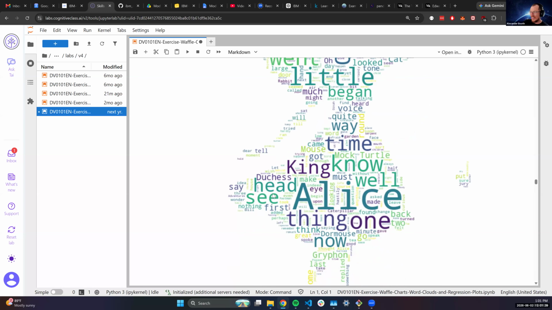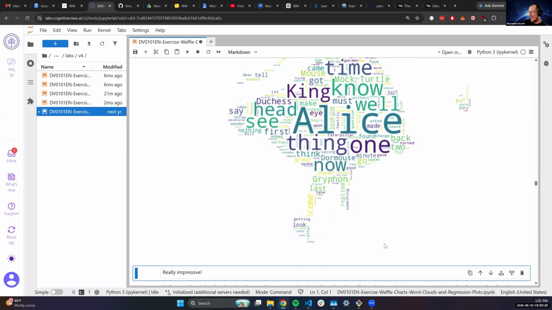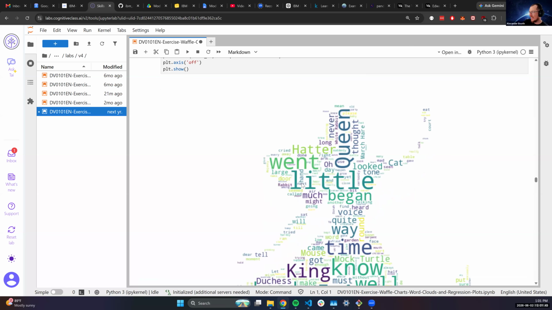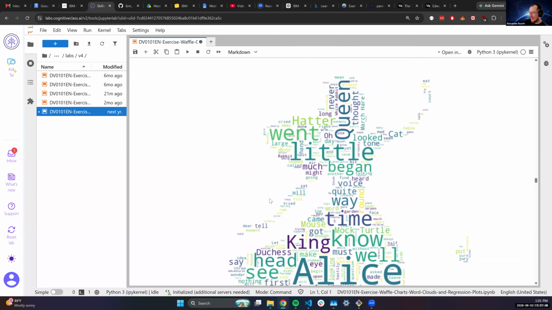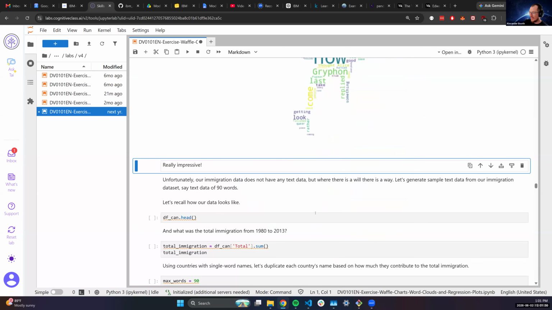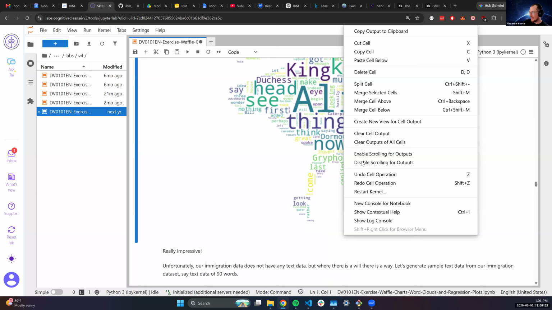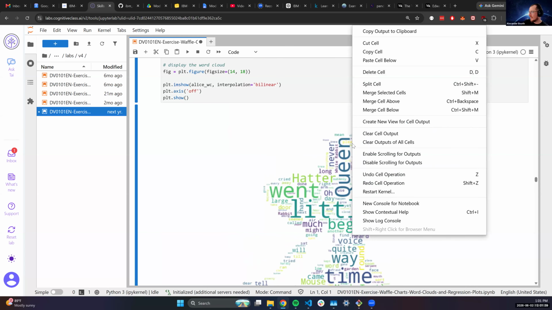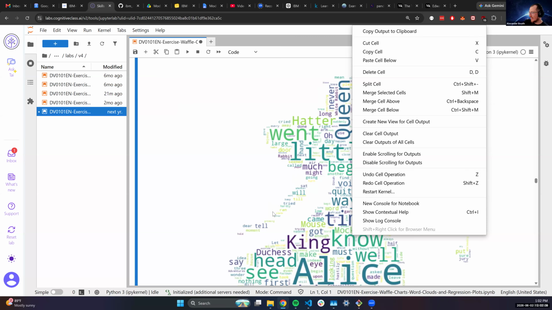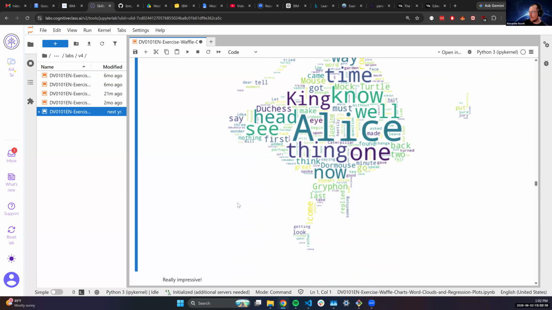And oh my, I love it. Look at that. How cool is that? We have our little Alice in Wonderland and the little rabbit, and all the words fit inside of her. I love it. I think it's so cool. I'm going to see if I can save this. Save image. No, I always had trouble saving this actual image. Womp womp. Copy output to clipboard. Hmm. I'll see if I can ever figure out how to save this as an image, because I think it's so cool.